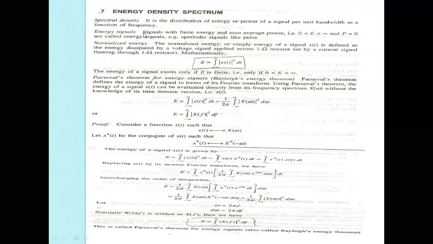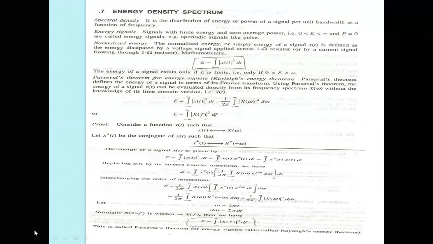When can we say it is an energy signal? The signal with finite energy means in between 0 and infinity, it is not equal to either. The energy is greater than 0 and less than infinity. The signal with finite energy and zero average power is called an energy signal. Example, aperiodic or non-periodic signals like a pulse. When can we say it is an energy signal, my dear students? The signal with finite energy and zero average power. With 0 less than energy less than infinity and P equal to 0, we call it an energy signal.